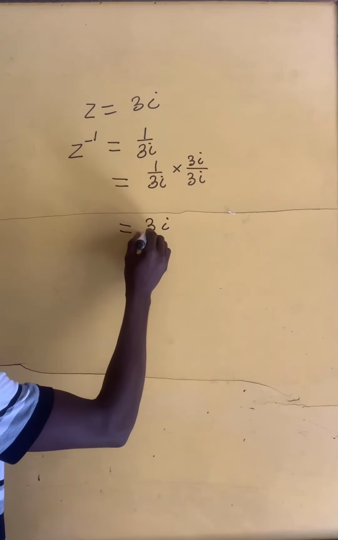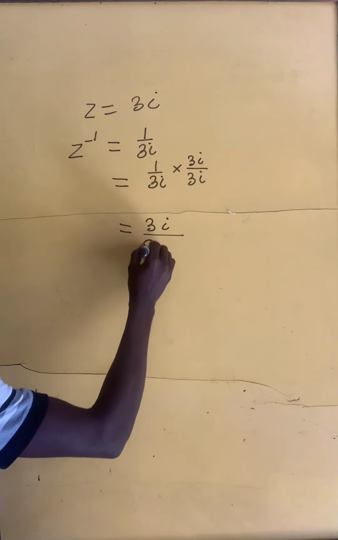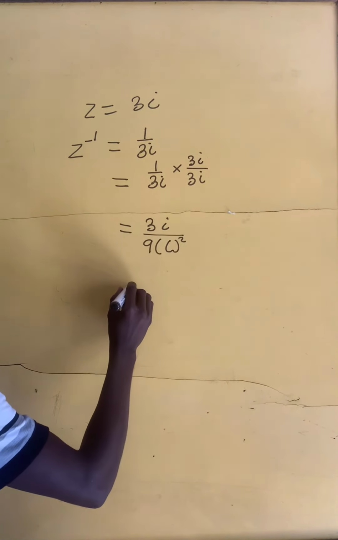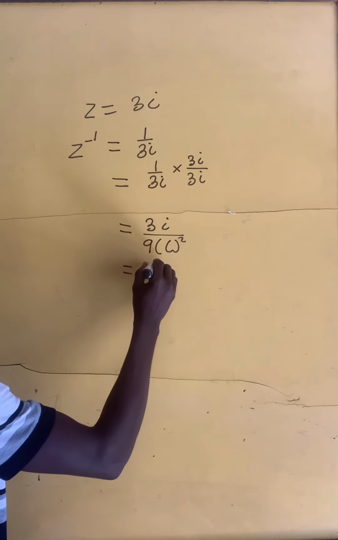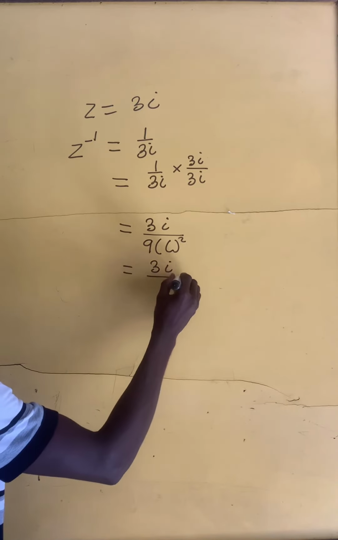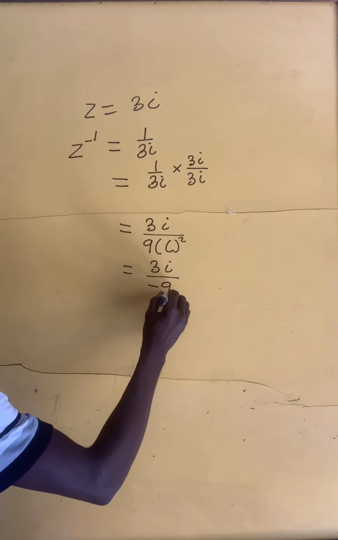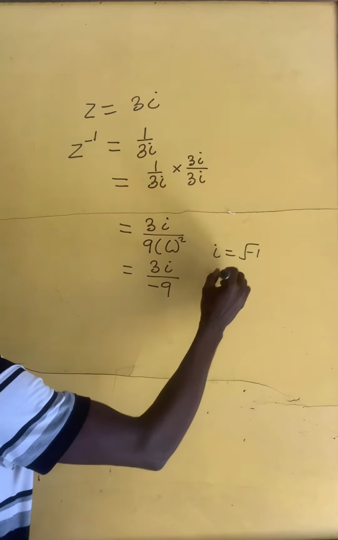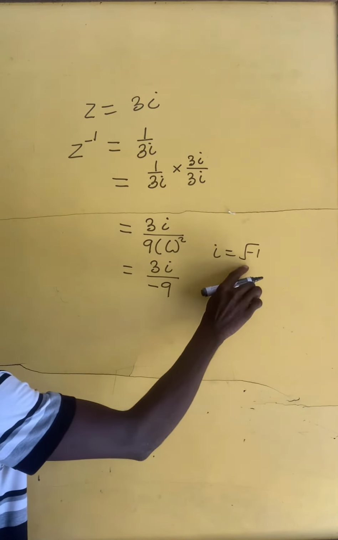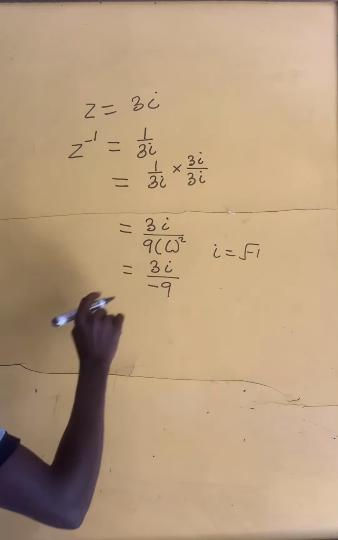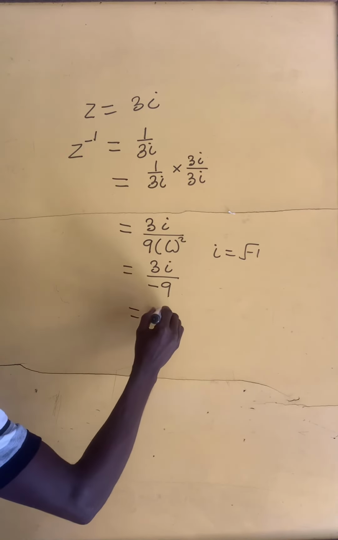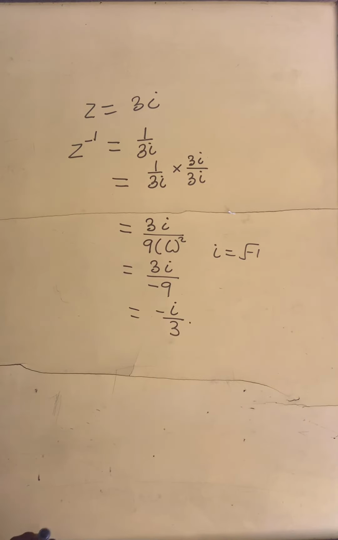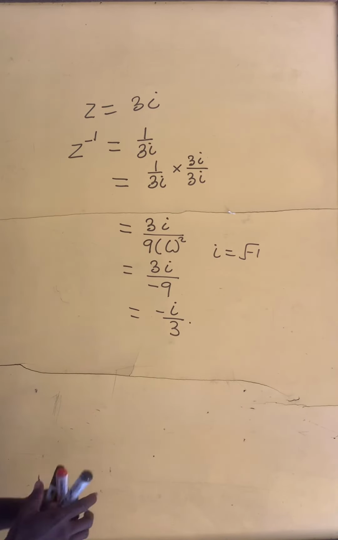3i on 9 times i squared. This gives 3i divided by negative 9 because i equals the square root of negative 1. So if I take i squared, then it will be left with negative 1 times this. So this will give me negative i divided by 3 as the multiplicative inverse of 3i.